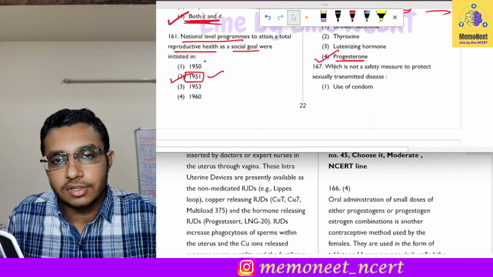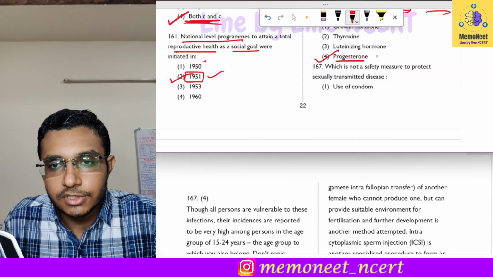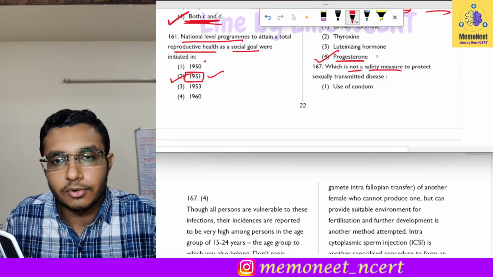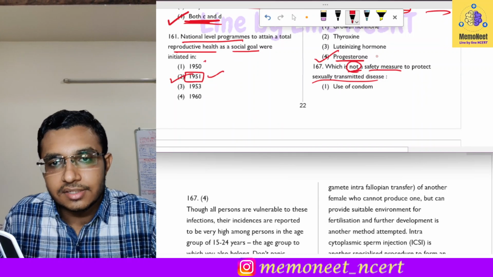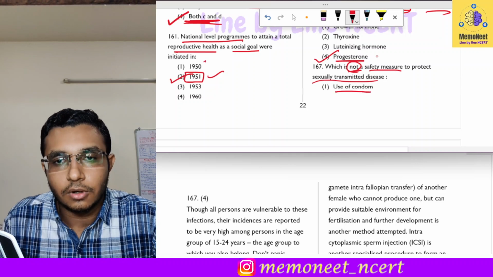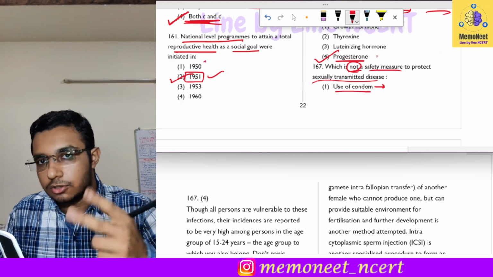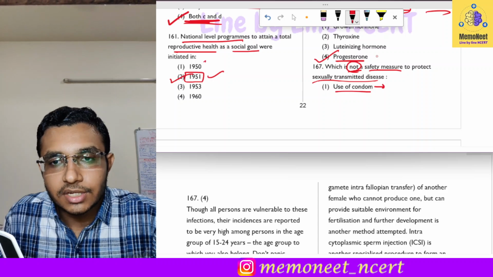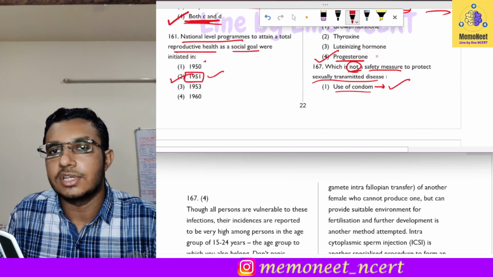The next question is question number 167. It states that which is not a safety measure to protect from sexually transmitted disease. So, first of all, let us see the options. Use of a condom. It provides contraception and it also protects the individual from sexually transmitted disease. So that is a safety measure to protect from sexually transmitted disease.